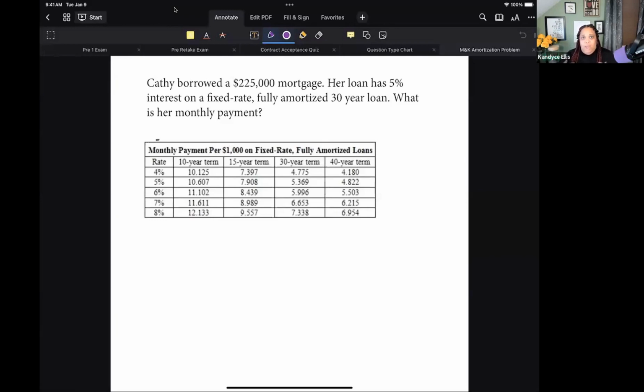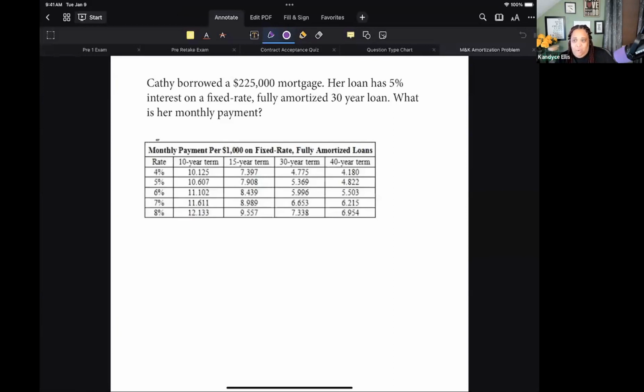So when you're going to buy a house, you know how much money you want to spend. This problem is talking about how does the banker know how much your mortgage payment is going to be? That is what this is about.